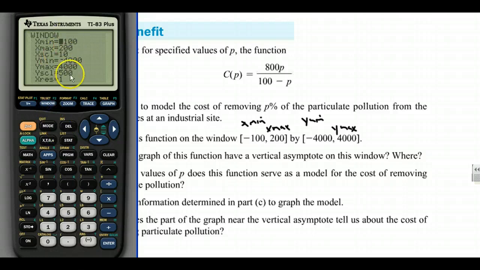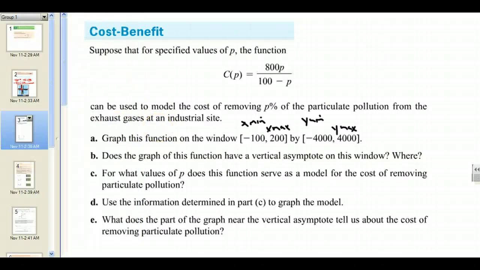My window, -100 to 200. Alright, I changed my scale to 10. And then -4000 to +4000. Again, I changed my scale to 500. Alright, I hit graph. And there's what I see. And again, there's that asymptote right there. Alright, so I graphed it in that window.